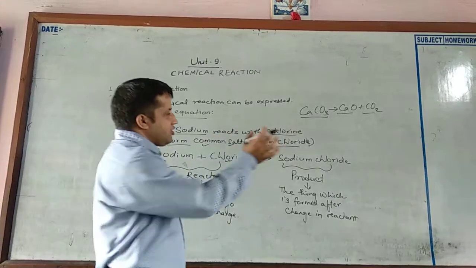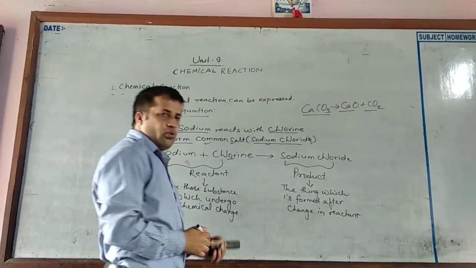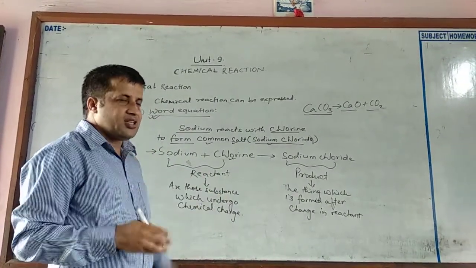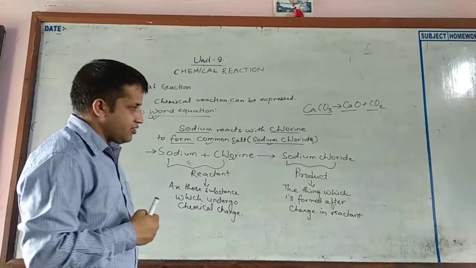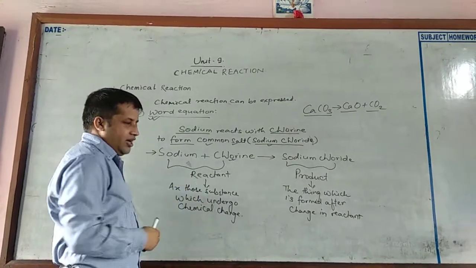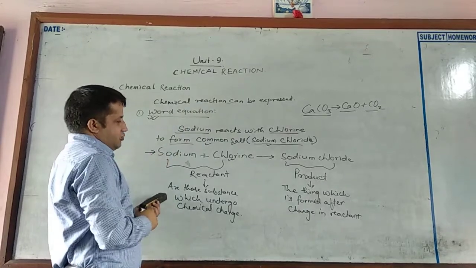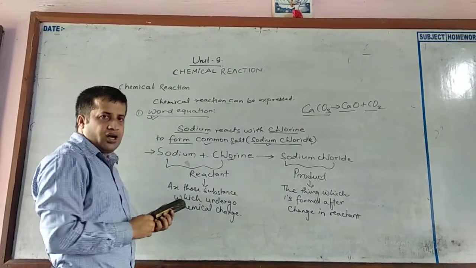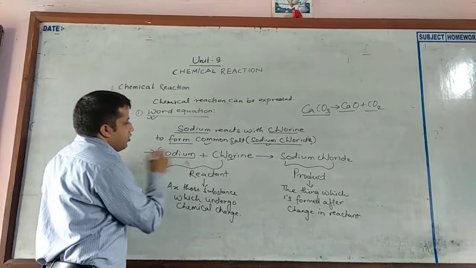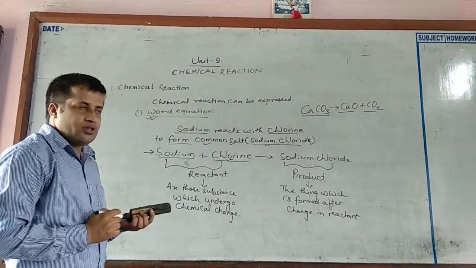That is, calcium carbonate is converted into calcium oxide and carbon dioxide. That is, one single reactant is converted into two or more products. So that is the way by which a chemical reaction is expressed. So here we were discussing the reactant and product and the way by which the chemical reaction can be expressed. One way is by using the word equation, where we have used words for the reactant as well as the product.